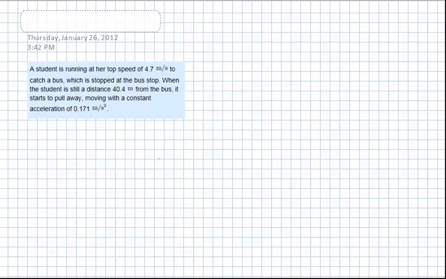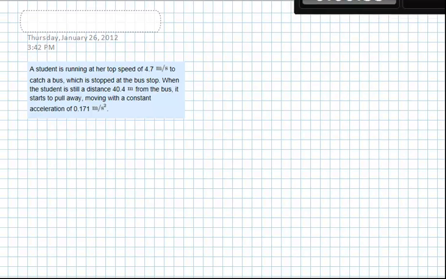Okay, so basically this problem is asking: a student is running at her top speed of 4.7 meters per second to catch a bus, which is stopped at the bus stop. When the student is still at a distance of 40.4 meters from the bus, it starts to pull away, moving with a constant acceleration of 0.171 meters per second squared.